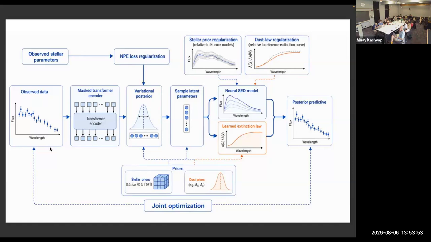So the posterior takes the observed data and plugs it into a normalizing flow, and then you can sample. It allows you to sample from the target parameters of interest, which are your effective temperature, surface gravity, and your extinction parameters. So I have an equation here.